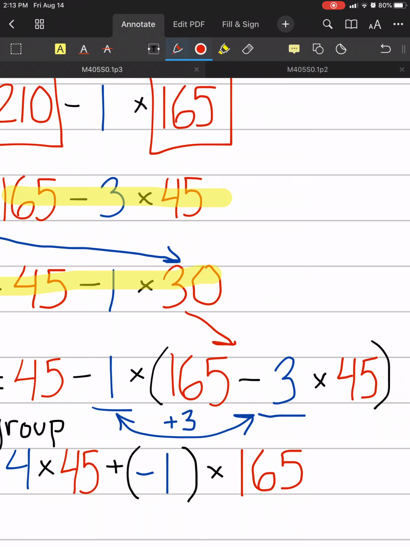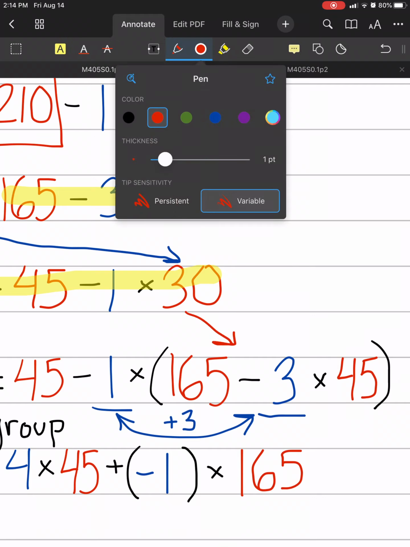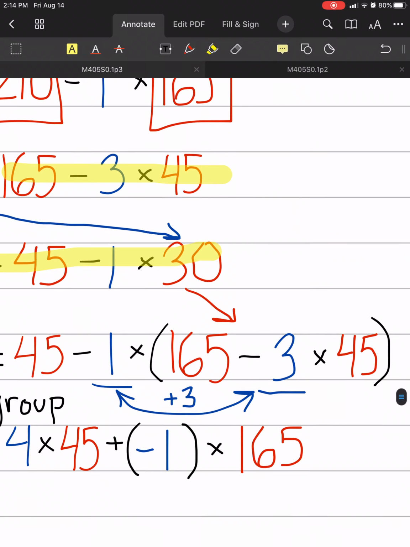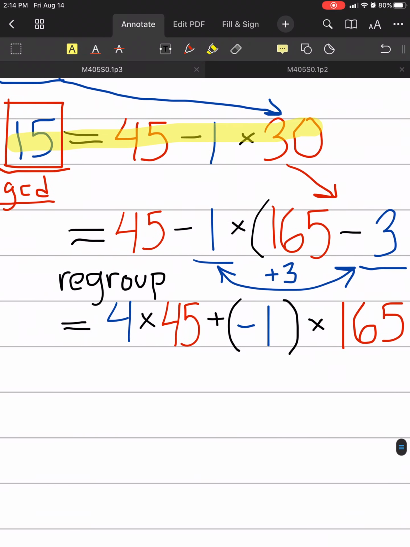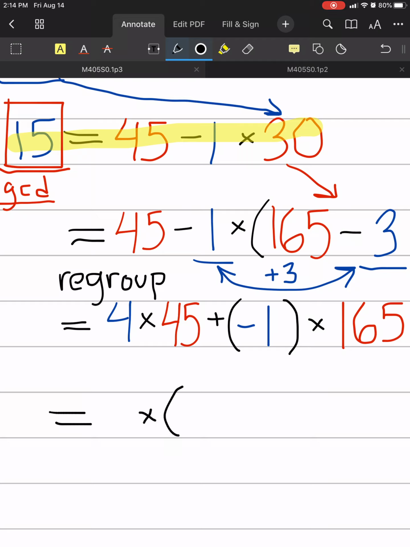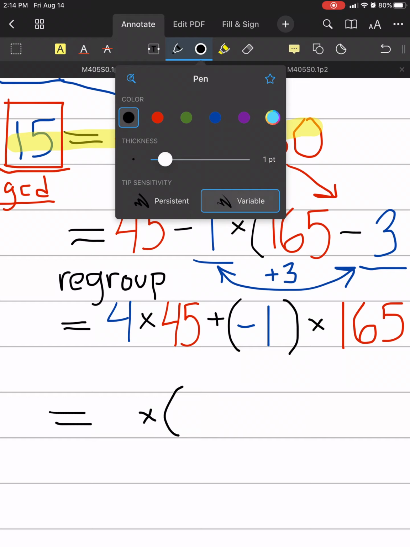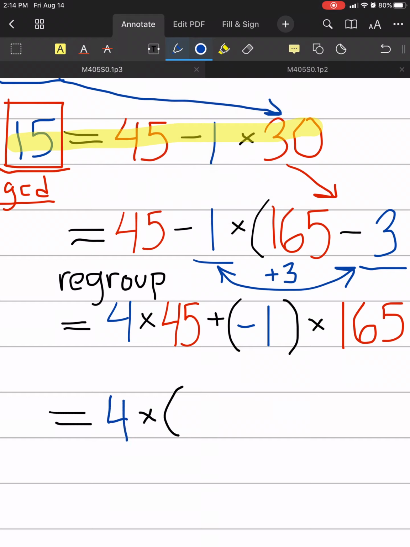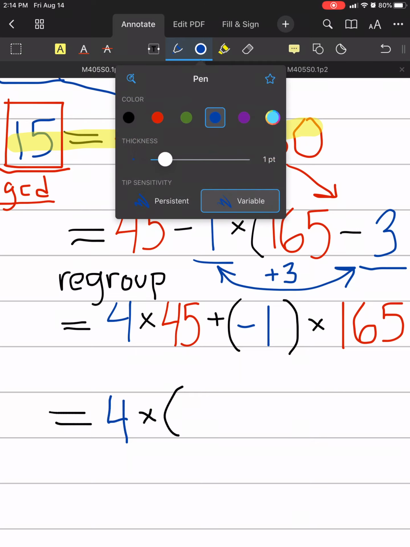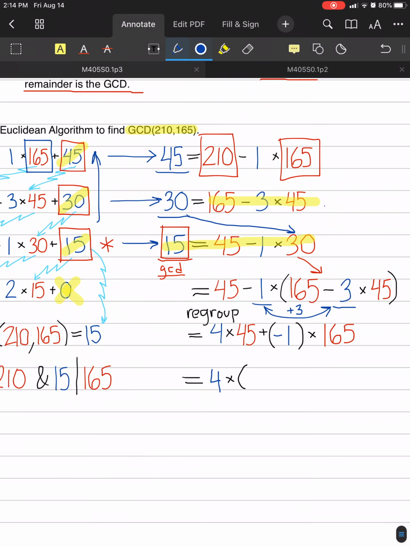Remember, we replaced the 30 here. We're going to do the same for the 45 now. We are going to rewrite this last statement as 4. That 4 is still there, it doesn't change. But instead of 45 now, we are going to go up to our original statement here and rewrite that as 210 minus 1 times 165.